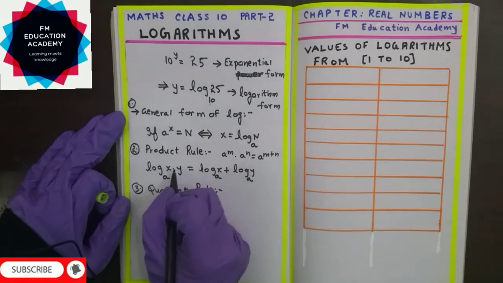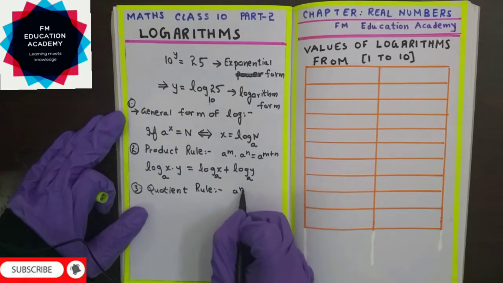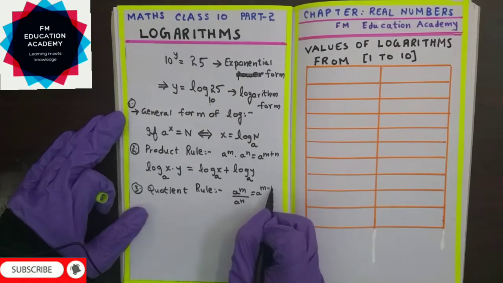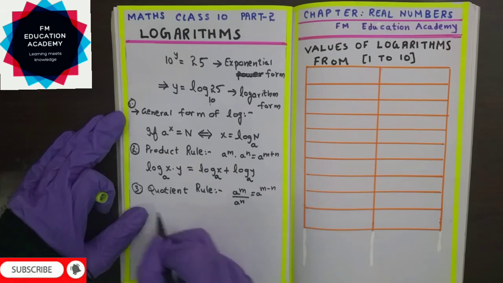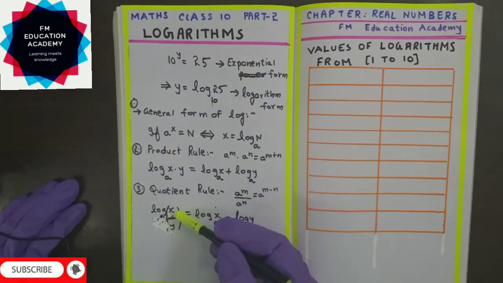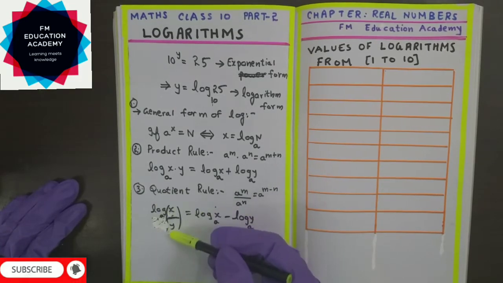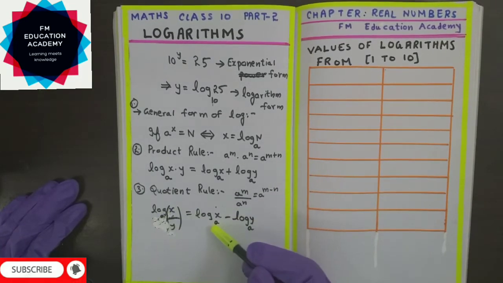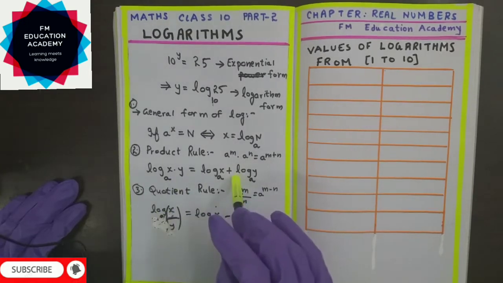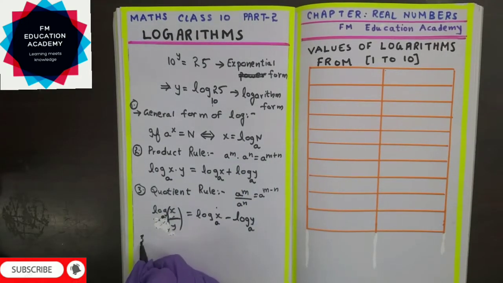Here we had multiplication. In exponents we studied a power m by a power n is equal to a power m minus n. Similarly, this can be applied to logs, log x by y. So in the quotient rule, log x by y to the base a is equal to log x to the base a minus log y to the base a. That is, if the log belongs to division, then it is equal to the difference of the logs. Division means difference, multiplication means addition. Remember it like this. And the third one is the power rule.